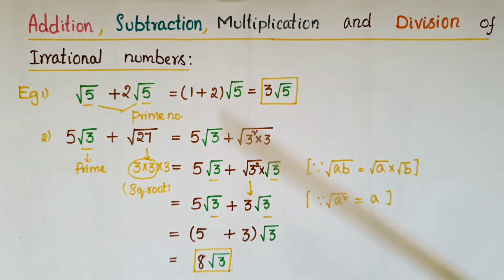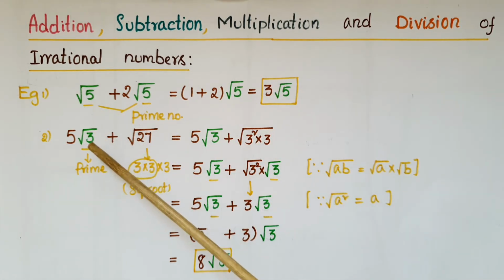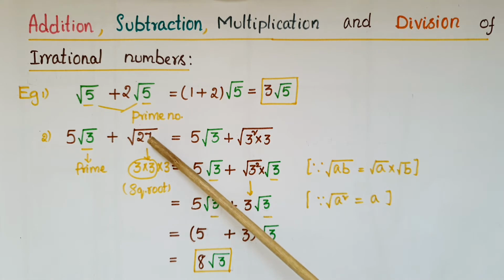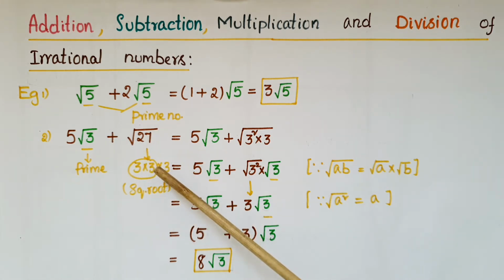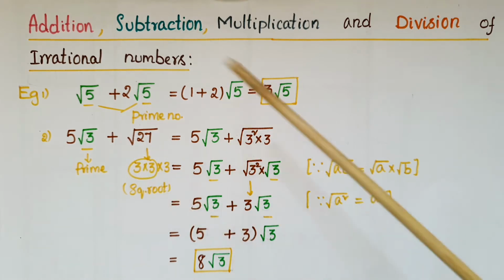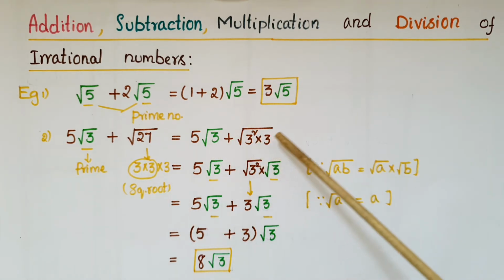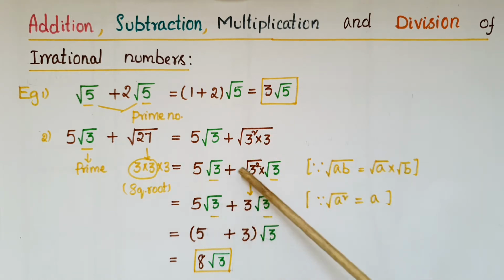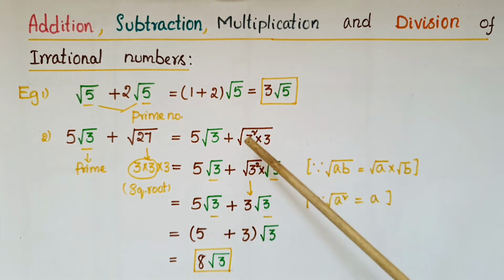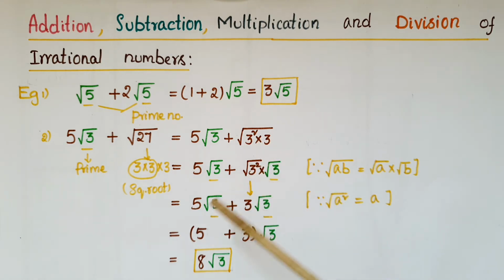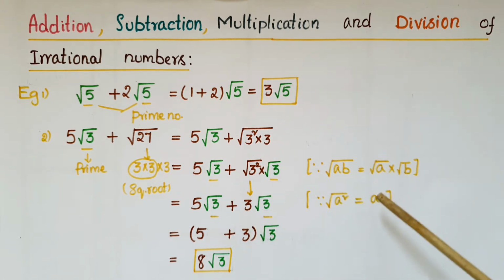Next example is 5 root 3 plus root 27. Here root 3 is an irrational number and prime factors for 27 are 3 into 3 into 3. So here there is a square root, so separate this square number 3 into 3. So write like this: 5 root 3 plus root of 3 square into 3. That is equal to 5 root 3 plus root 3 square into root 3, because root AB is equal to root A into root B. Then 5 root 3 plus root 3 square is 3, because root A square is A, into root 3. Here root 3 is common, so write root 3 into 5 plus 3, that is 8 root 3.